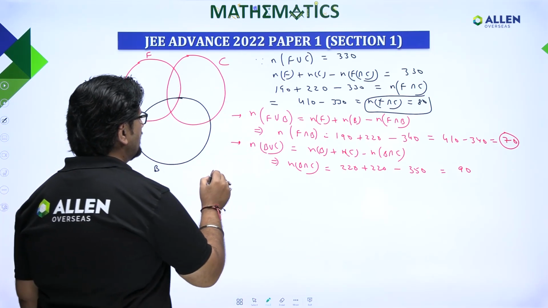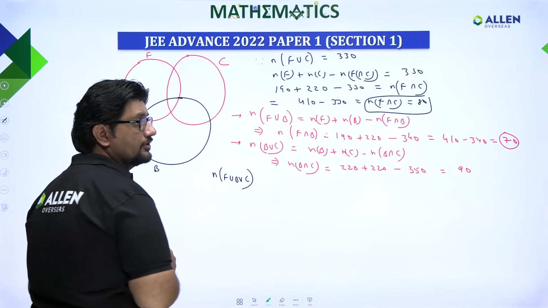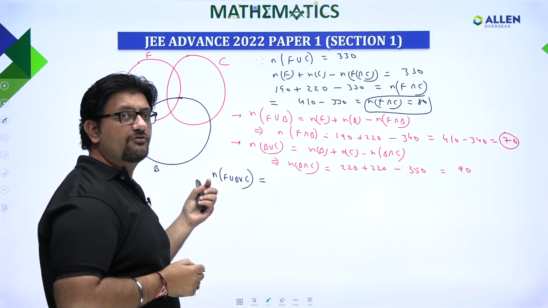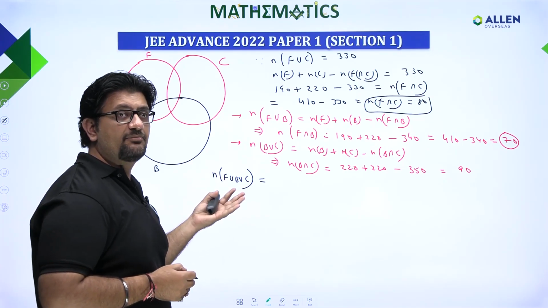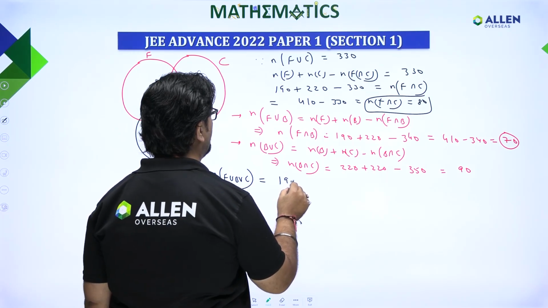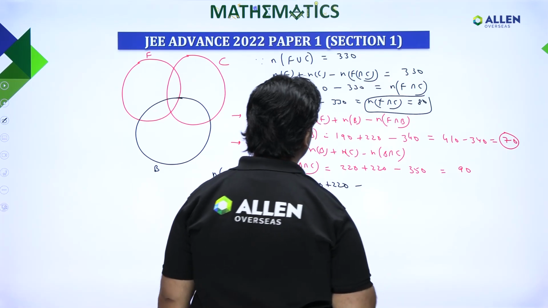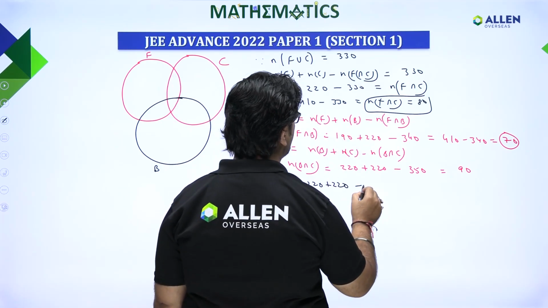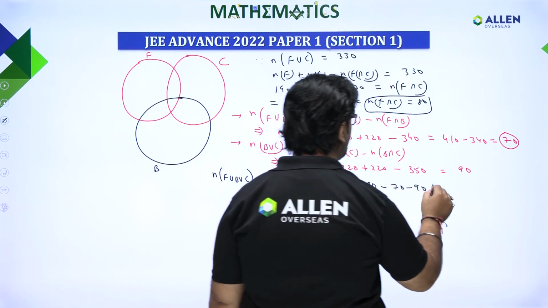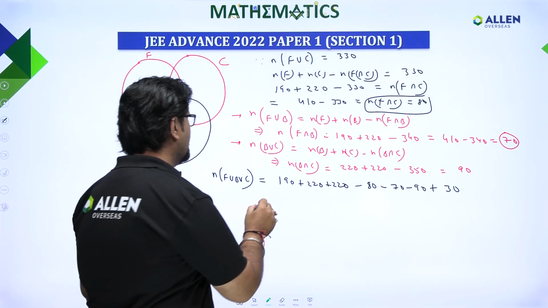Now, we will be calculating the N of F union B union C first of all, means the persons who are suffering from at least one of fever, breathing or cough problem. It has the formula NF plus NB plus NC, 190 plus 220 plus 220, and minus the intersections we have calculated: minus 80, minus 70, minus 90, plus those which are common to all the three, it is 30, my dear. Hopefully you are getting this point.